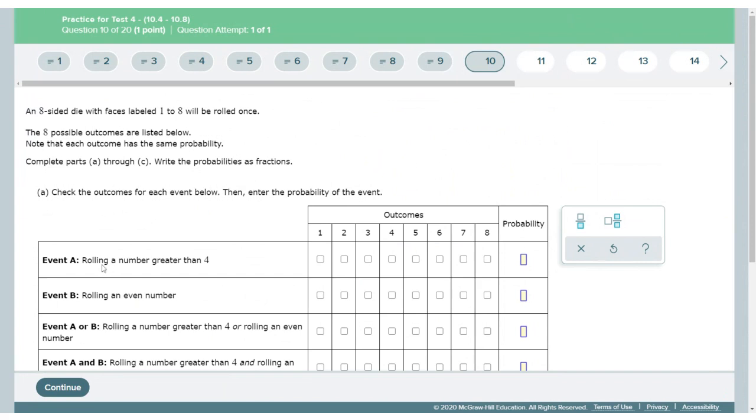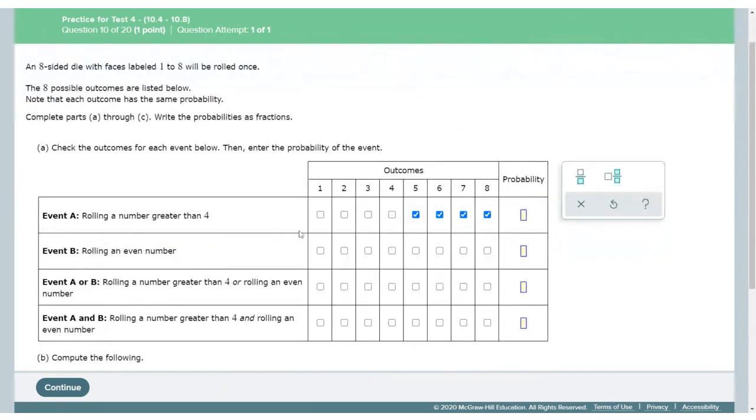All right. So rolling this is an 8-sided die, whatever that looks like. And so a number greater than 4. So it would be these 4, right? I'm just going to click them all in and come back and do the probabilities. Rolling an even number, 2, 4, 6, and 8.